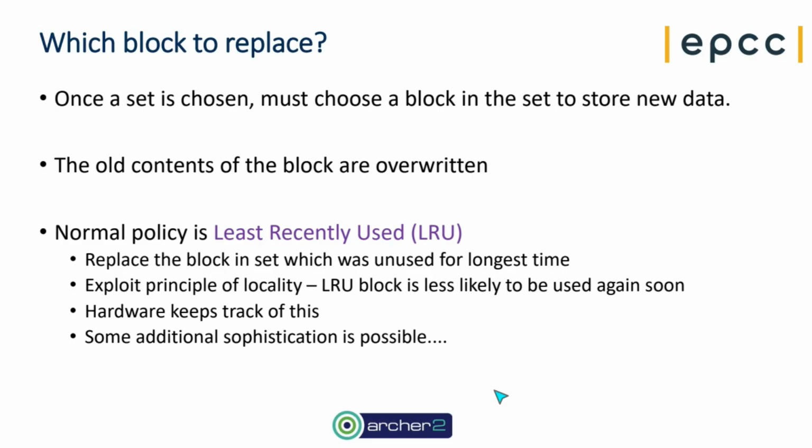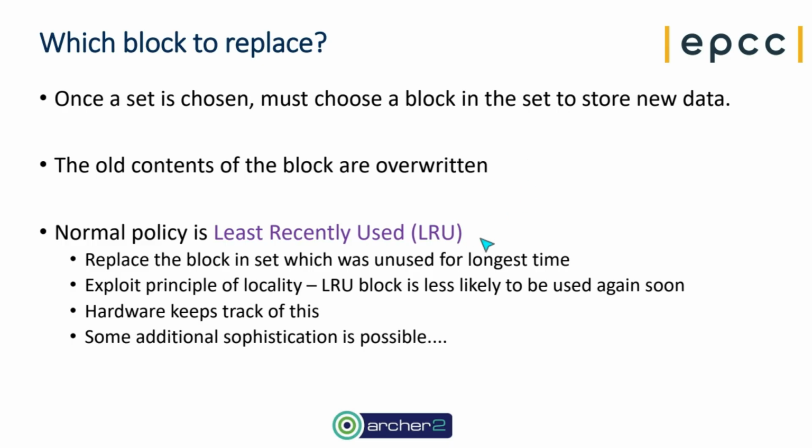So we've got a choice. The set in which the data goes is completely determined by the address, but which block in the set is going to be used is a choice. So then what happens is there's probably already some data in that block, so that'll get overwritten.